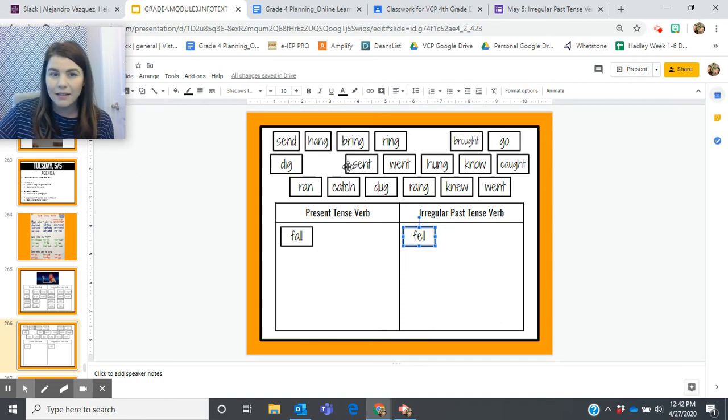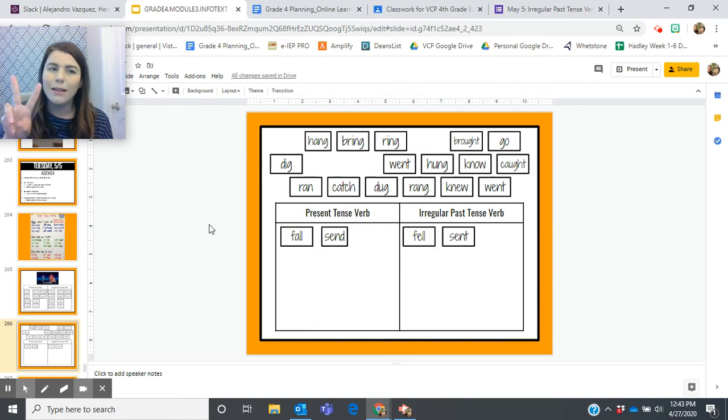Let's look at another word. Did you say send? You might be right. Let's see. I send emails every day. That's present tense. It's something that I do and that I can do in that moment. Would I say yesterday I sended an email to my teacher? No, that doesn't make any sense. So we need to find the irregular past tense conjugation of the word send. What would you say? You're right. You would say sent. So we would say something like, I sent an email to my teacher yesterday. Good work.